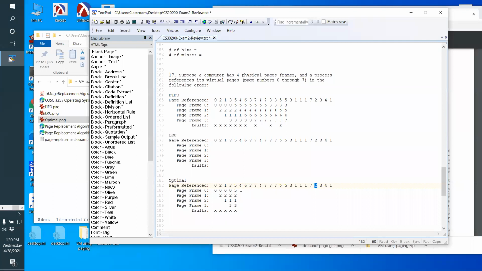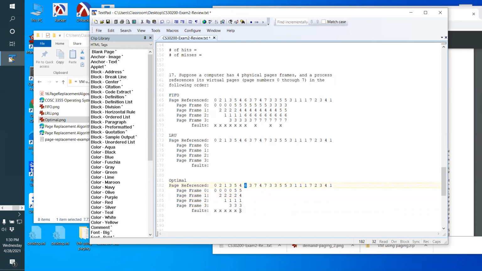So of 5, 2, 1, and 3, the one that's going to be used most distant in the future is 2. So kick him out. Okay. So keep 5, keep 1, keep 3. This is a page fault, and we're bringing 4 in on top of 2. Okay. All right. Now we need 6 brought in.